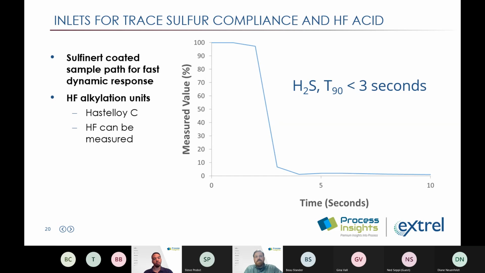The chart here simply shows an example of the kind of H2S response that we see on the analyzer. This was a run that we did at a gas manufacturing site just outside of Houston, and we took 100% H2S and ran that through our Hastelloy coated sample selector and analyzer. We wanted to see how long it would take to get under that 300 ppm threshold. We actually hit that mark before we got out to 10 seconds. Actually, I think we hit that somewhere after 5 seconds. So a very, very fast response with the sulfur inert coating.